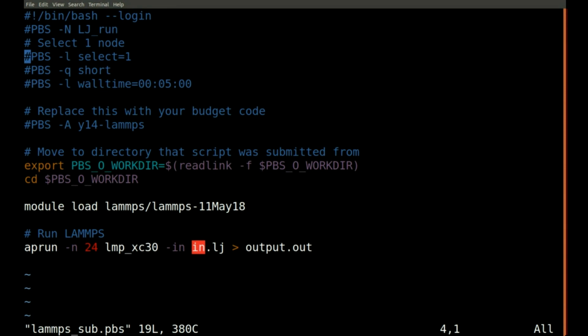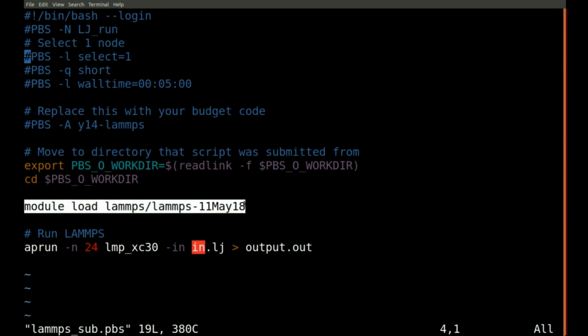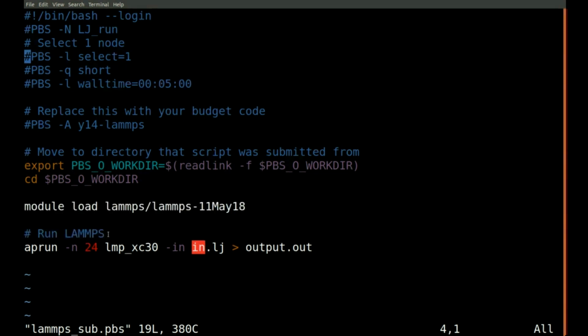Module load LAMMPS just tells the node, please load this specific version of LAMMPS, i.e. the version of LAMMPS that was compiled on the 11th of May 2018. Not the newest version, but it shouldn't make a difference for the job that we're doing. And then finally, we get to the actual LAMMPS command.